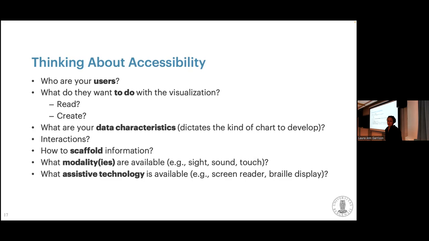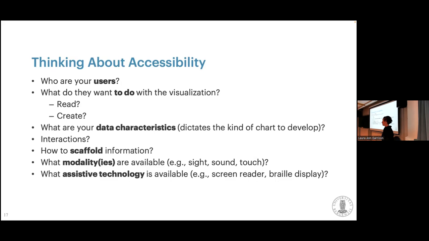Is it going to be a static visualization? Do you want to build in interactions? If you're designing for someone, again, here's your user who has a motor disability, you need to be careful with the interactions that you choose. How do you want to scaffold that information? So do you want to give them a wall of information, or will you give them a way to navigate that more easily? You need to think about the modalities that are available, sight, sound, touch, for example, and in corollary, the assistive technology that's available. So does it need to work with a screen reader?